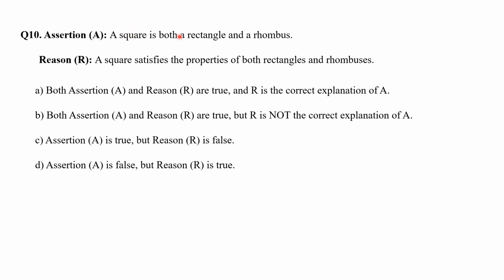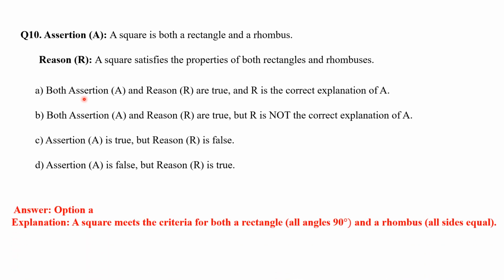So a square is having all the properties of a rectangle. Now in a rhombus, the properties are that all the four sides are equal and the diagonals are perpendicular bisectors. That property square is also having. So I can say that square is both a rectangle and a rhombus. And reason is given: a square satisfies the properties of both rectangles and rhombuses. So this is also true. So both assertion and reason are true, and reason is the correct explanation.